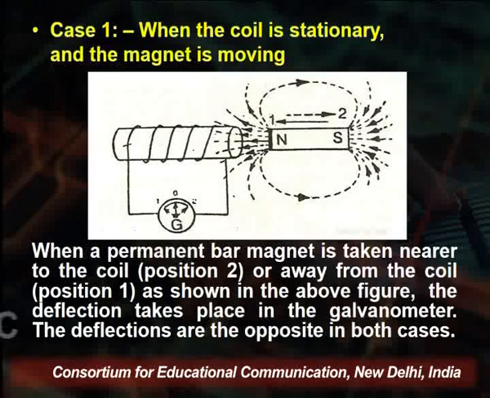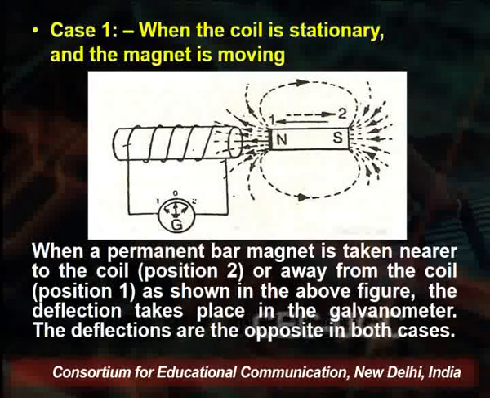Here, the coil is stationary and the magnet is moving. You see on the left hand side, we have an electric circuit where the inductor is connected with the galvanometer. On the right hand side, we have a magnet. In the first case, the coil is stationary and the magnet is moving in directions 2 and 1. See carefully on the diagram, there are marked 1 and 2. So when the permanent bar magnet is taken nearer to the coil, that is position 2, and away from the coil, that is position 1.